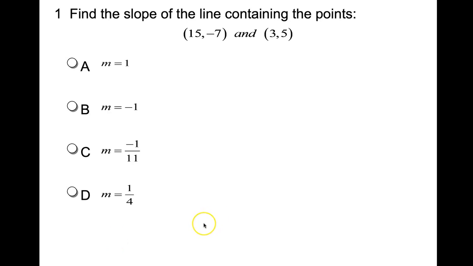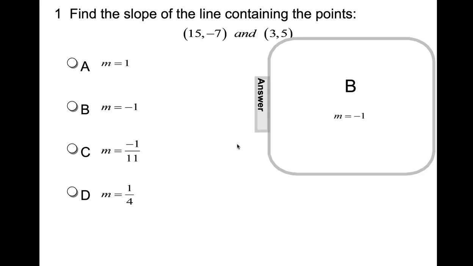Alright, let's look at another question. It says find the slope of the line containing the points. I want you to solve this problem using the same method I showed you on the previous slide, and then you can check your answer. You can pause the video here. Now let's see the answer. m equals y2 minus y1, so 5 minus negative 7 gives 12, and 3 minus 15 gives negative 12. My answer should be negative 1. That's option B, the correct answer. If you got the correct answer, good job. Let's go to the next slide.